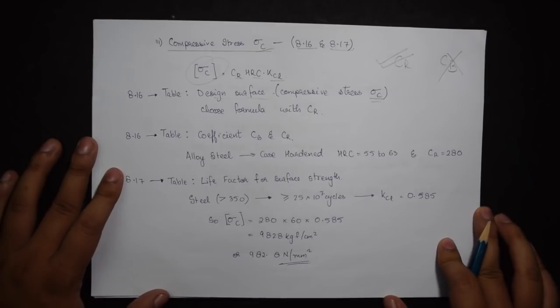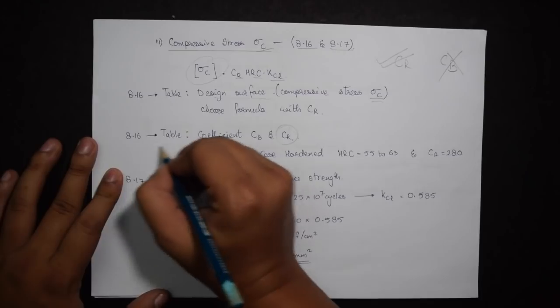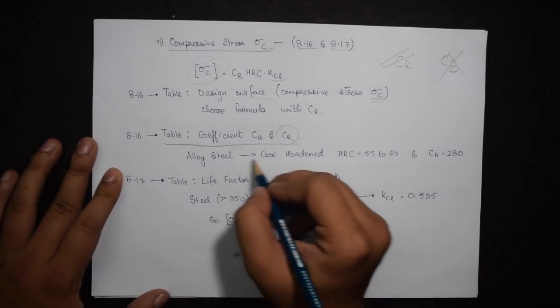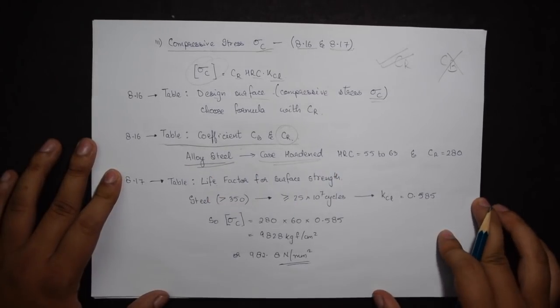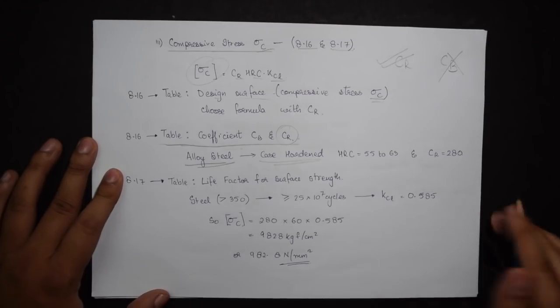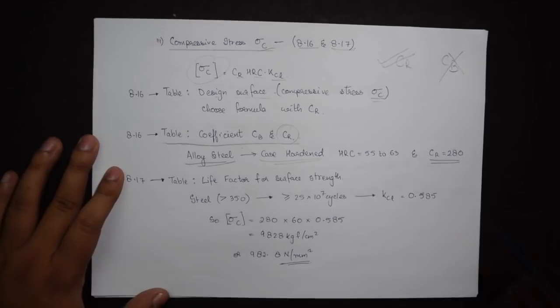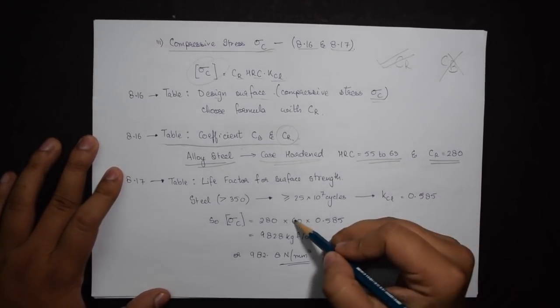For calculating the value of CR, we'll look into table 16, coefficients CB and CR, and under the wheel material we find alloy steels, which is case hardened as per our given condition. So the value of CR becomes 280. Now HRC can be chosen between 55 to 63. So here I will be choosing the value of 60.